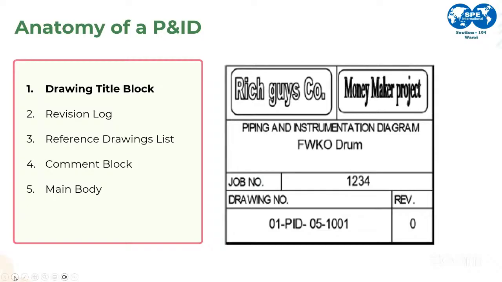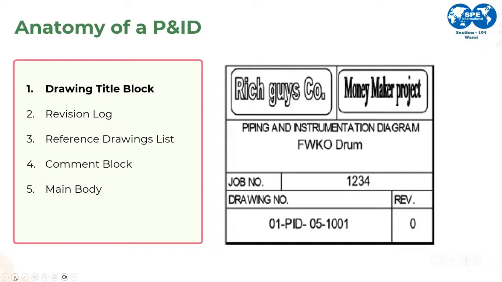So the first thing is basically the drawing title block, right? The title block is just like an ID card for a P&ID. On the title block, you're able to see very specific information, such as the P&ID sheet number, because a P&ID can be 100 pages, right? And you're able to see how they are arranged sequentially.